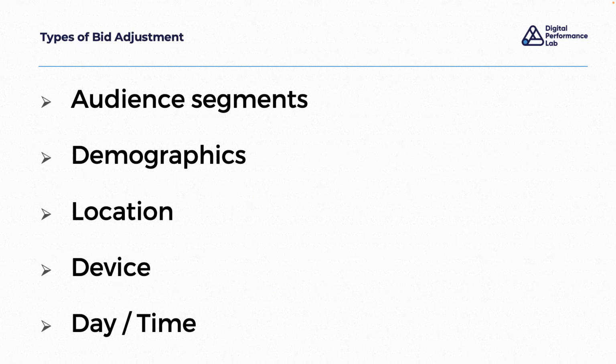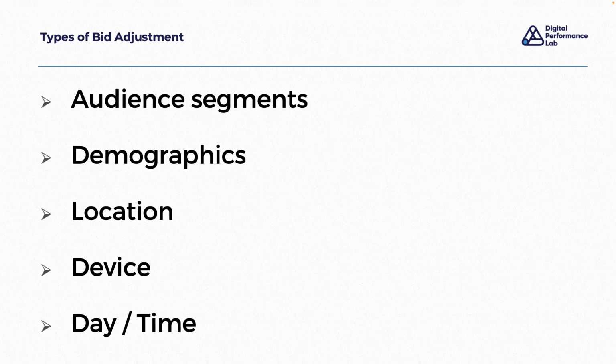Number one is audience segments. When setting up your search campaign, you may have selected to add some audience segments to observe. This basically means that you can view how different audience segments perform within your campaign without specifically targeting or excluding them. There are a range of audience segments, including affinity audiences, which contain users with specific interests, or in-market audiences, which contain users determined to be in the market to purchase a specific product or service.